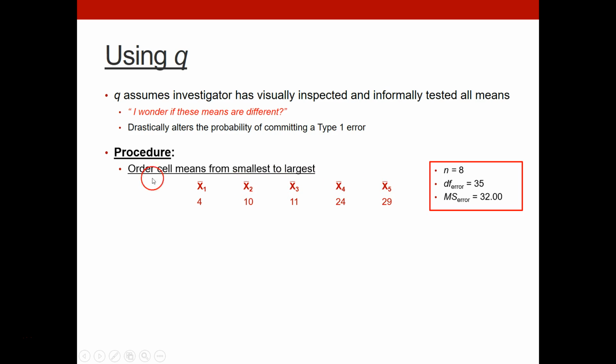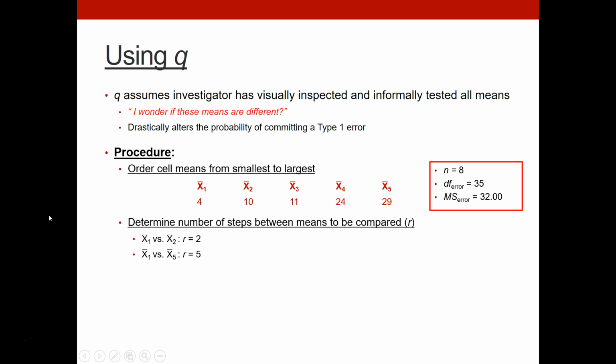Here we've got our cell means. We've got group 1, 2, 3, 4, 5. What we would do if we were using Tukey is line these up in order from smallest to largest. So we've got 4, 10, 11, 24, 29. Okay. What we would do then is determine the number of steps between our means to be compared. Okay, and this is going to be R. So if I wanted to see whether there's a difference between x1 and x2, that would be two means that we're comparing, so we would have R of 2 here. However, if I wanted to see whether mean 1 differed from mean 5, I'm going to have an R of 5 here because I've got 5 steps: 1, 2, 3, 4, 5. Okay. And if you remember what we were looking at in that Q statistic, depending on whether we're looking at a difference of 2 steps or 5 steps, our critical Q value for our Tukey test is going to start to get larger.